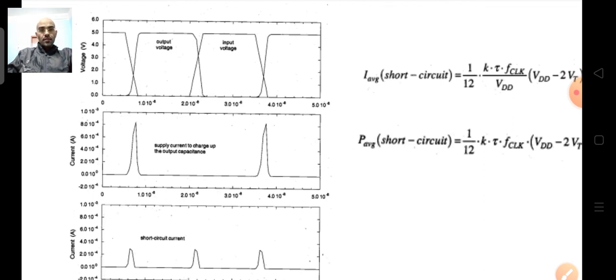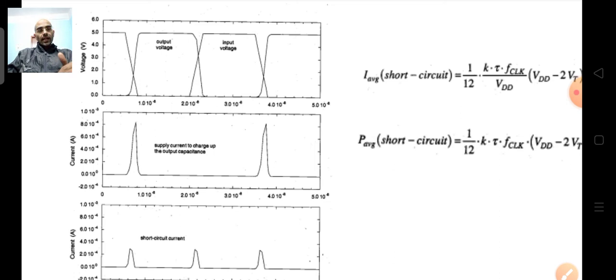During this rise time, at that particular instant, both the devices, NMOS as well as PMOS, conduct. Because when you say short circuit, what is it? There is a short circuit from VDD to ground. So VDD and ground are connected for some time. That is why it is called a short circuit: a short circuit between the supply voltage and the ground.